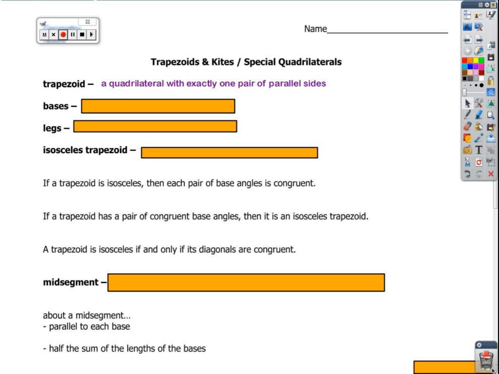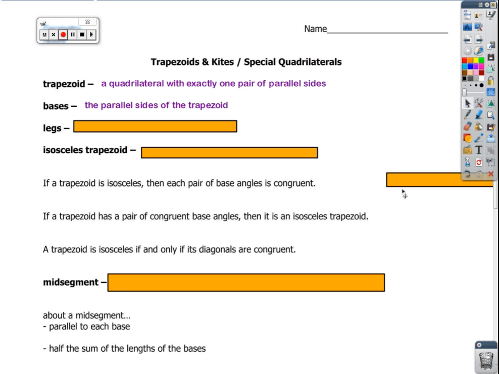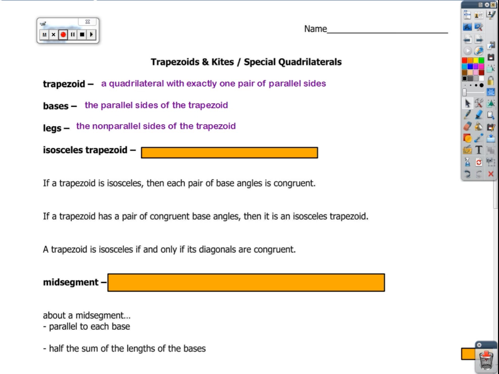As you probably know, a trapezoid is a quadrilateral with exactly one pair of parallel sides. Those parallel sides are known as the bases. They are the sides that are parallel. The sides not parallel are known as the legs. When those non-parallel sides, the legs, are congruent, we call this an isosceles trapezoid.